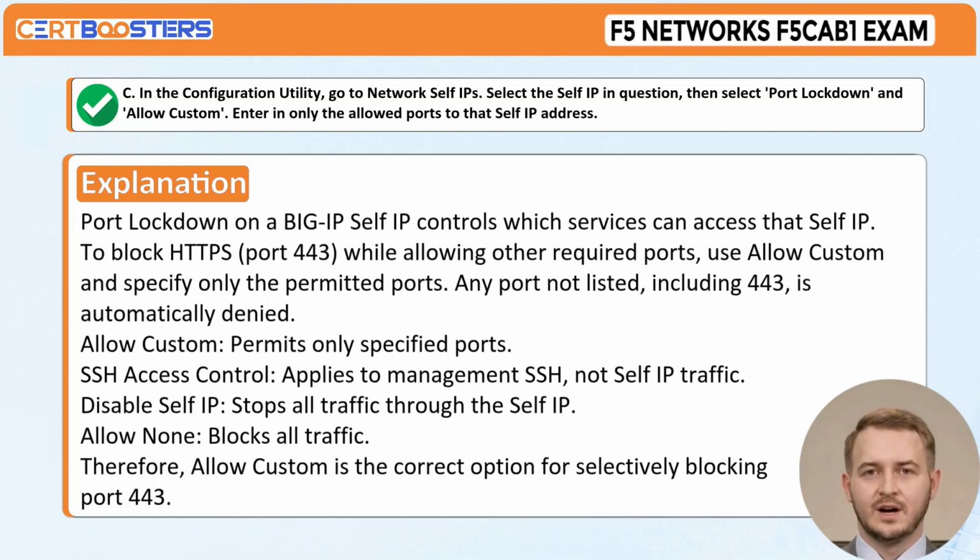Explanation: Port lockdown on a BIG-IP self-IP controls which services can access that self-IP. To block HTTPS port 443 while allowing other required ports, use Allow Custom and specify only the permitted ports. Any port not listed, including 443, is automatically denied. Allow Custom permits only specified ports. SSH access control applies to management SSH, not self-IP traffic. Disable self-IP stops all traffic through the self-IP. Allow None blocks all traffic. Therefore, Allow Custom is the correct option for selectively blocking port 443.